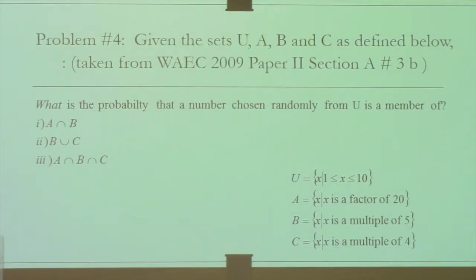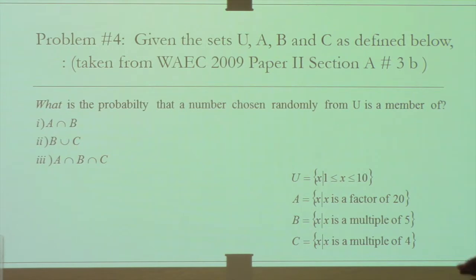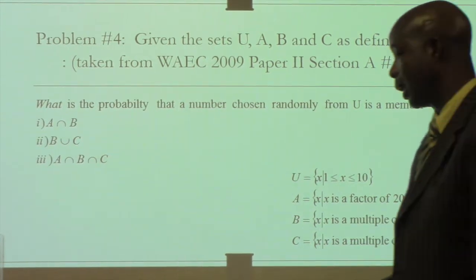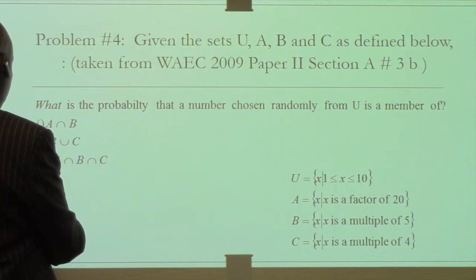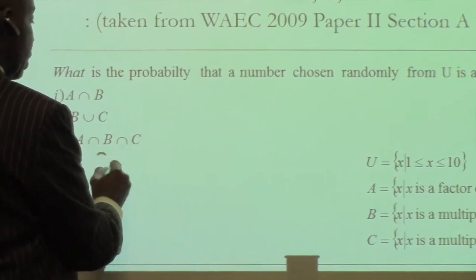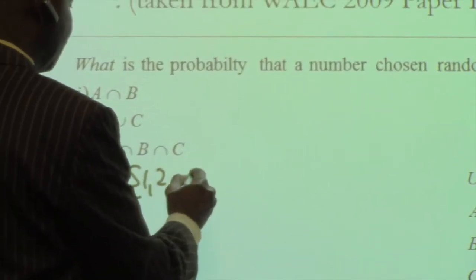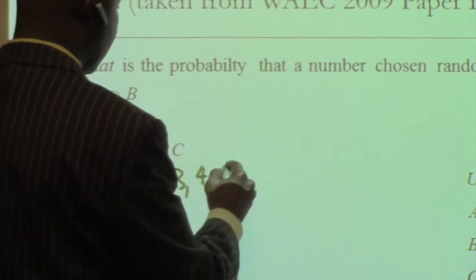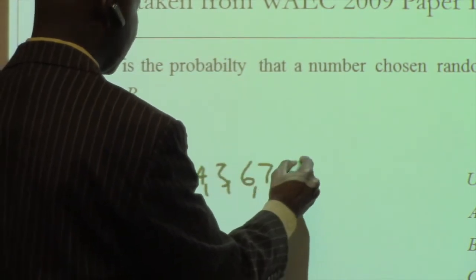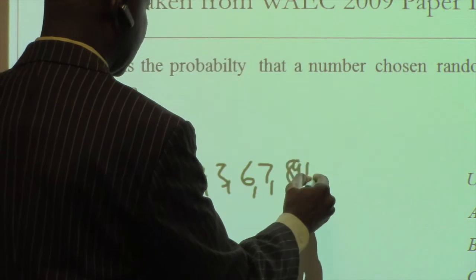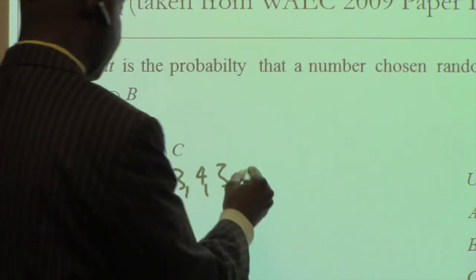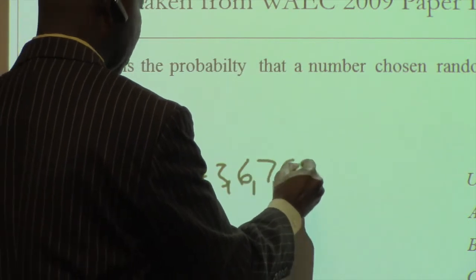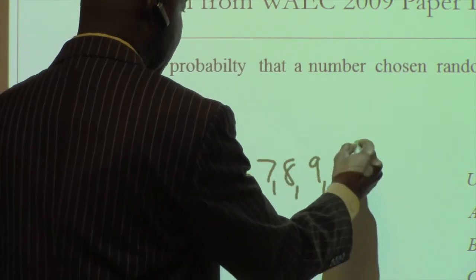Okay, so let's begin in this problem by first identifying the elements in each of these sets. So let's find U. The universal set would be those elements 1, 2, 3, 4, 5, 6, 7, 8, 9, 10.